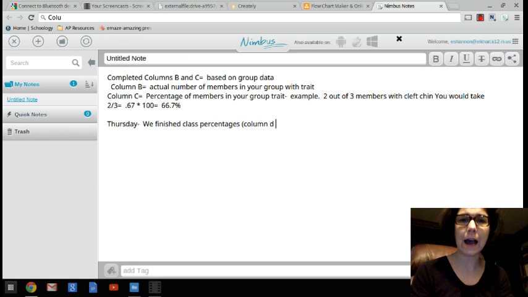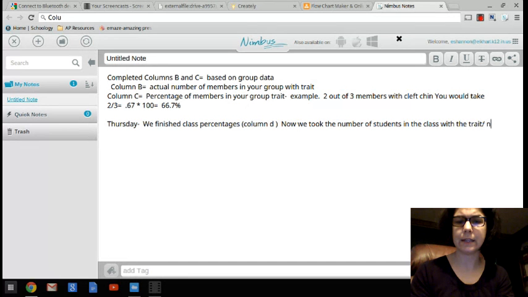But only now we took the number of students in the class with the trait, divided by the number of students total in the class. We multiplied it by 100 to get rid of that decimal.